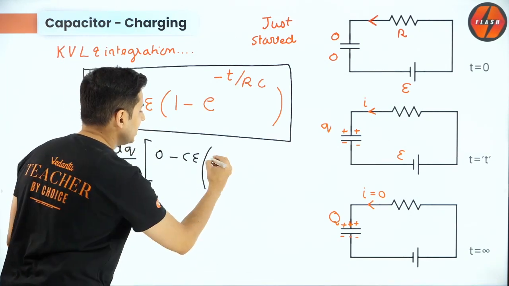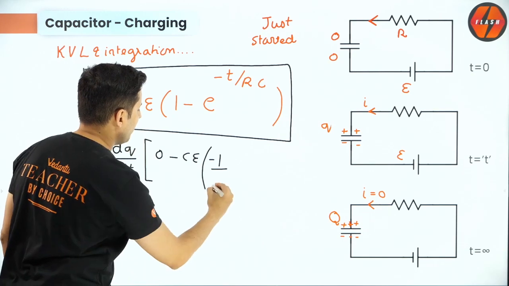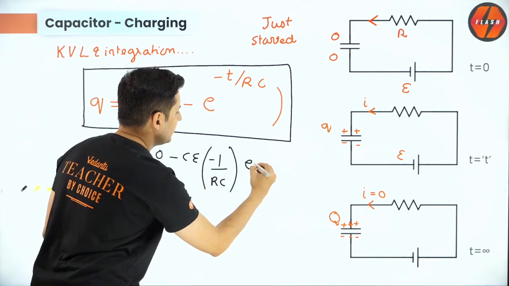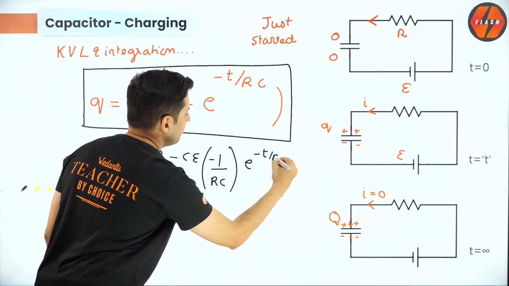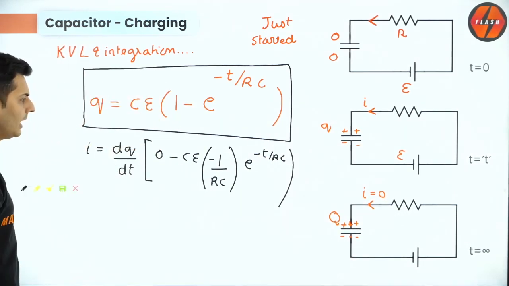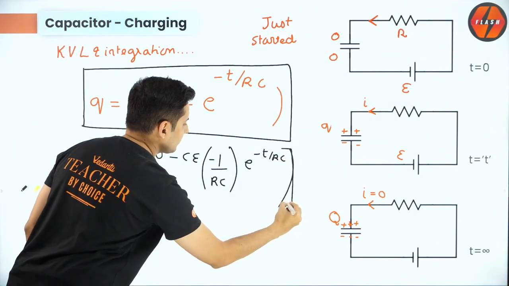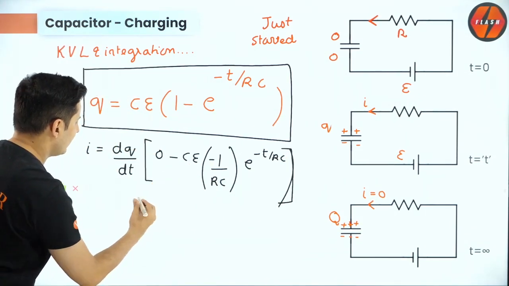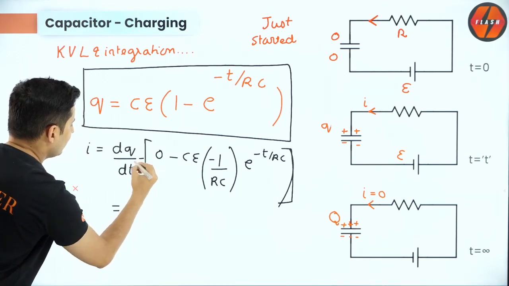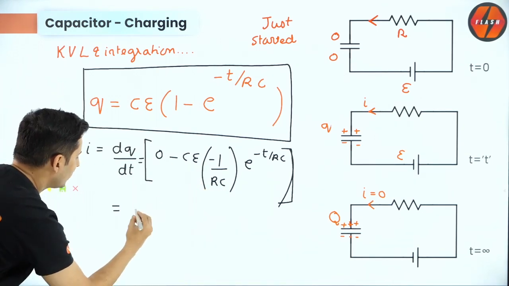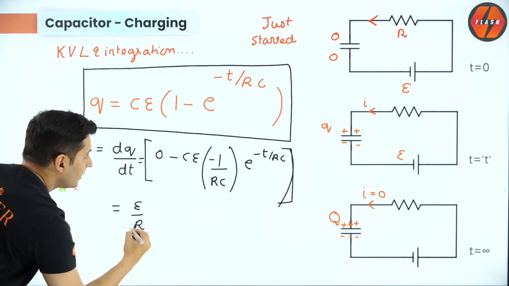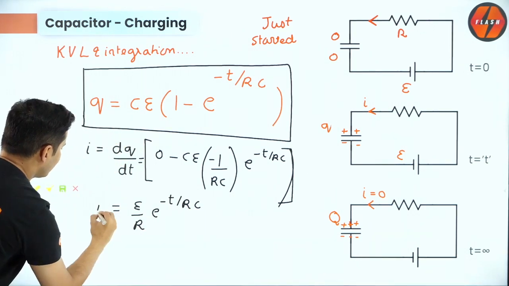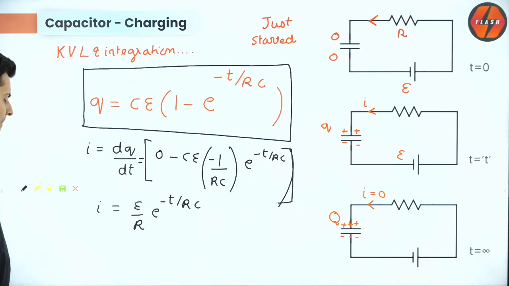You can try it out. It will be minus 1 by RC. All right, this is chain rule, into e to the power minus t by RC. This is what you're going to get. Now, minus minus cancels, C C cancels. The current is going to be, think about it, E by R into e to the power minus t by RC. That's the value of the current, guys.